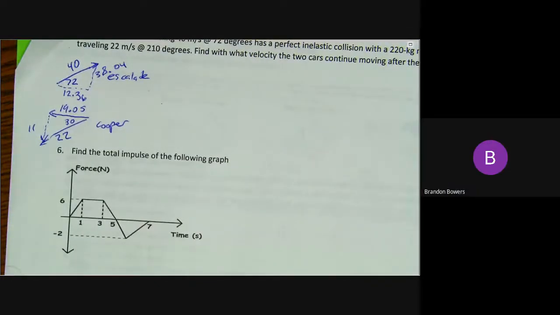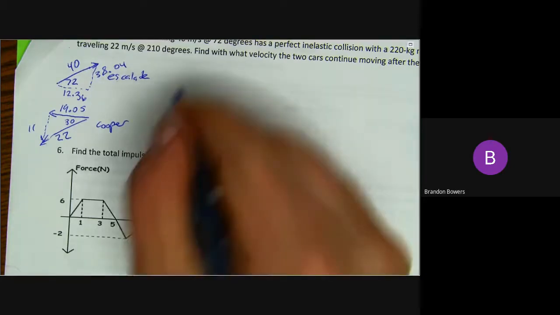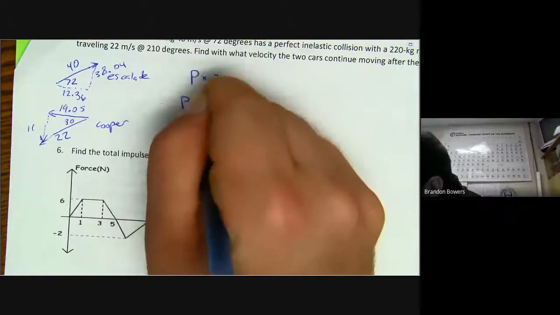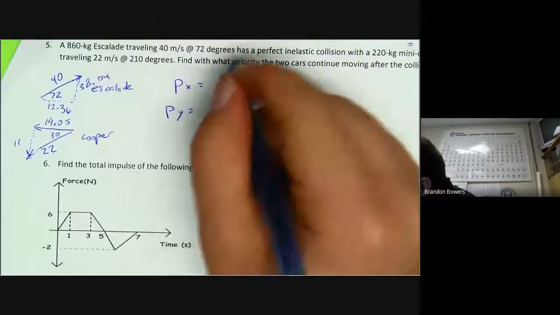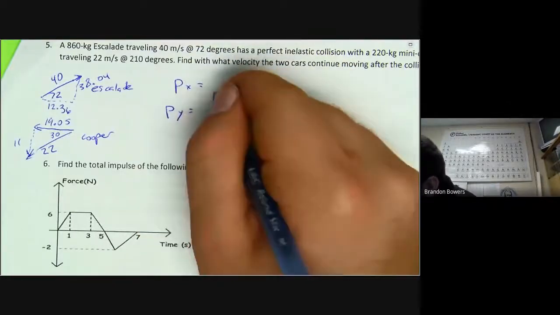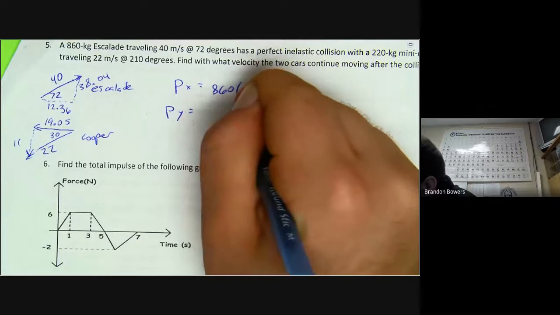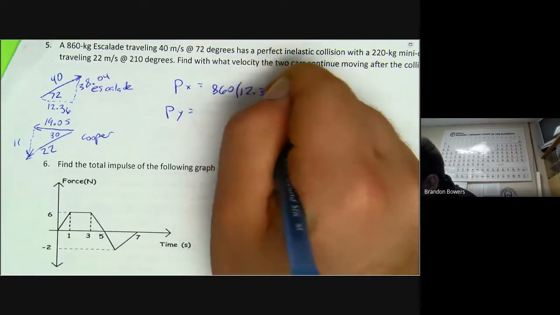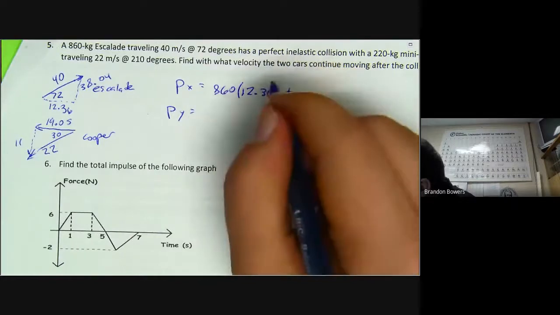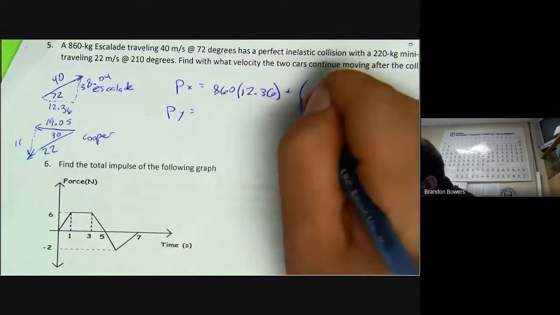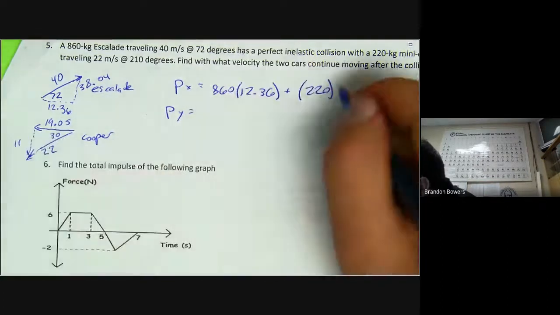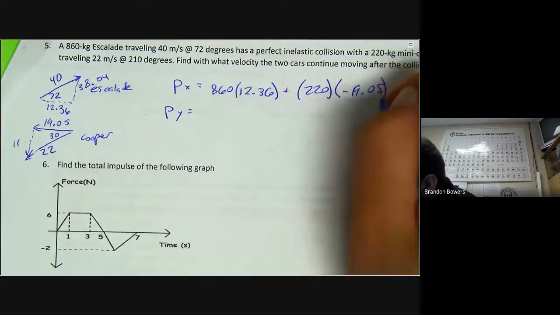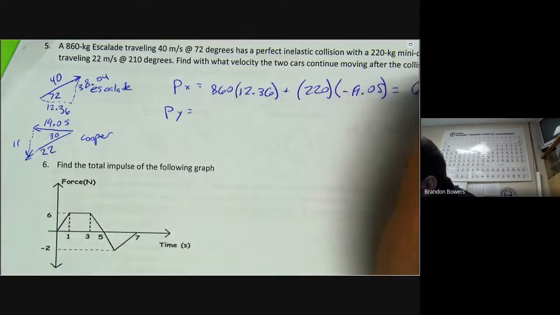So if we look, we've got to find the momentum in the X and the momentum in the Y. For the momentum in the X, let's do the Escalade mass: the Escalade 860 times its X direction, 12.36, plus the momentum of the Cooper. Its mass is 220, but it's going left, so it's negative 19.05. I got that to be about 6,439.